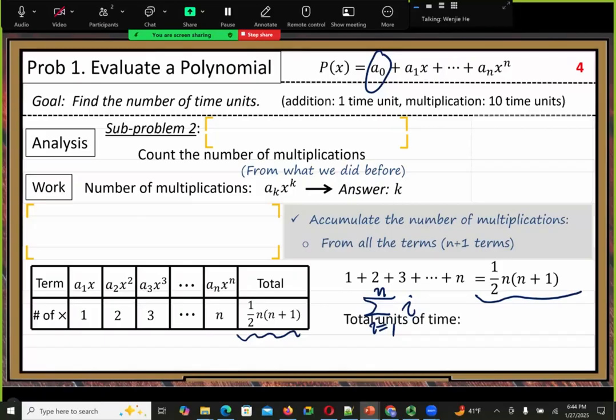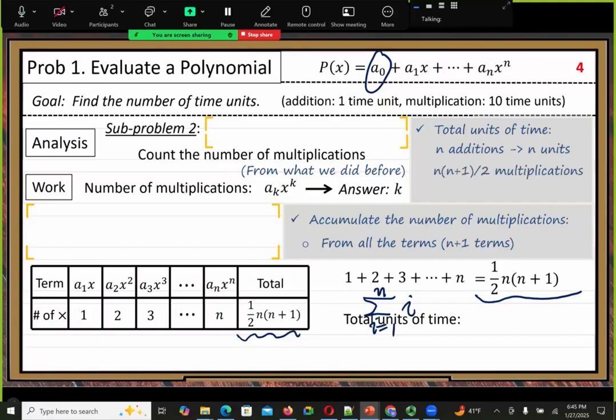All right, then total units. Remember, 1 multiplication equals 10 additions. We need to convert it to the number of time units, right? So how to do the conversion? N additions correspond to n units of time based on our assumption. But we have this many multiplications, and each multiplication takes 10 units of time. So you multiply by 10, and you get this many units. So we get the total units.